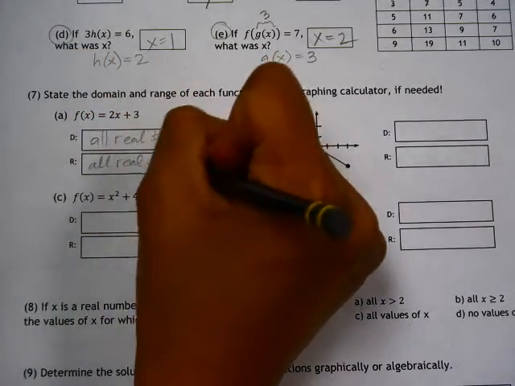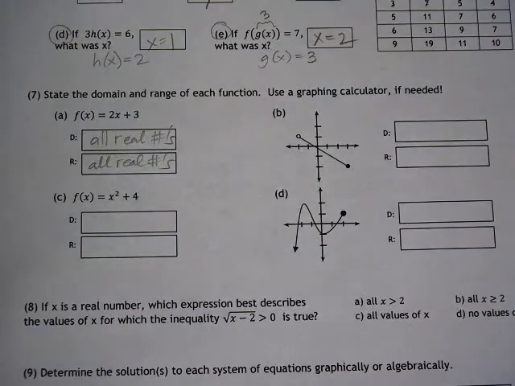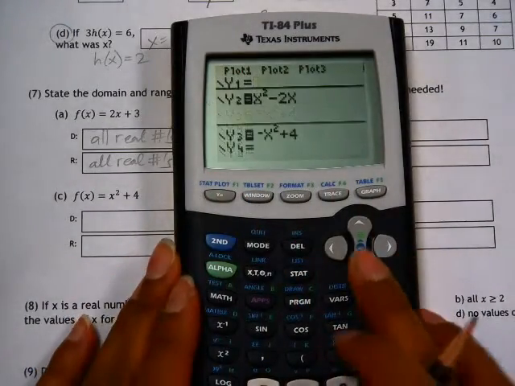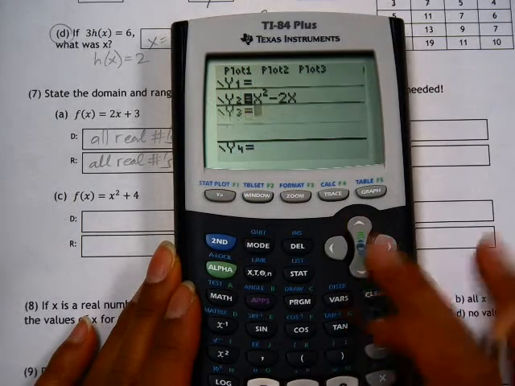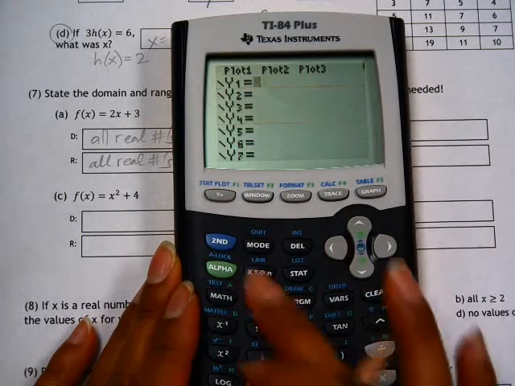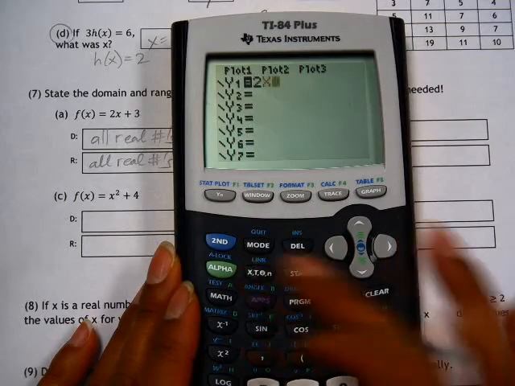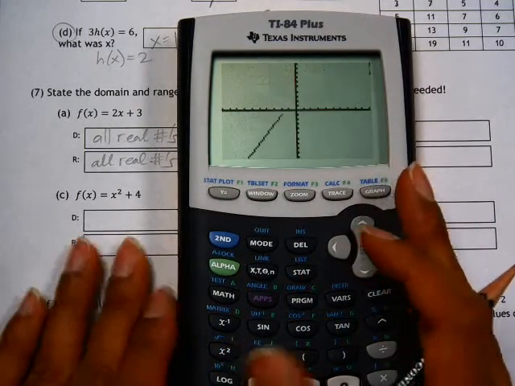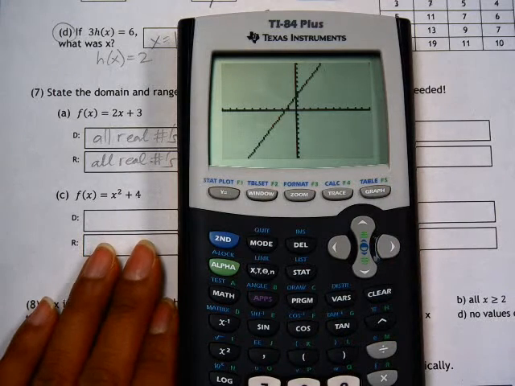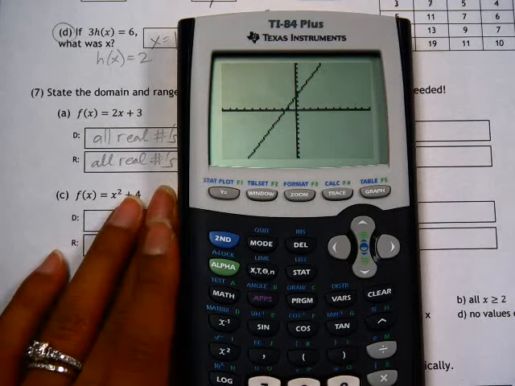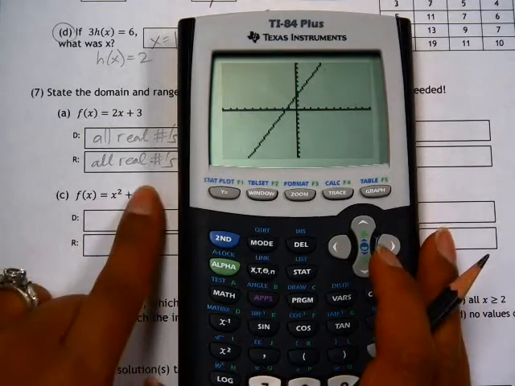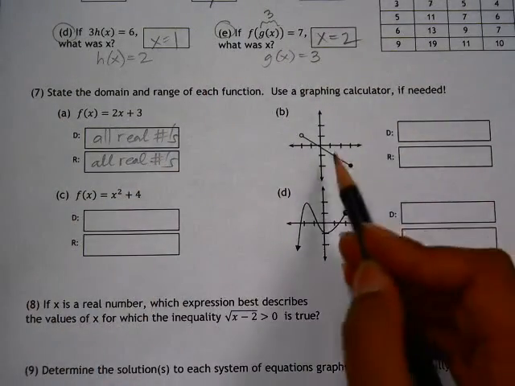If you'd rather look at it graphically instead of algebraically, look at the graph of 2x plus 3. You should know that it's a line. Otherwise, you can just type it in to see what it looks like. And you can see that the graph goes on in both directions, y and x, forever. So all real numbers. The second one is a graph.